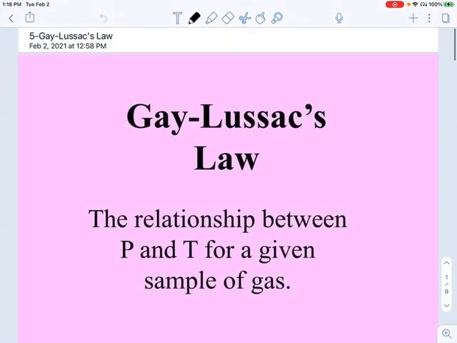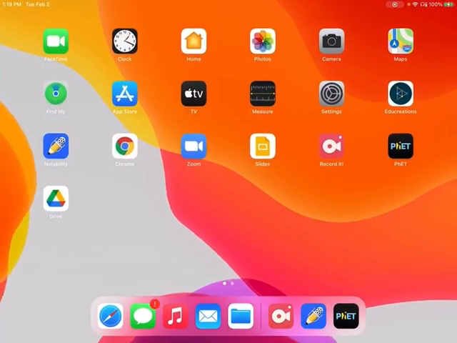And that is what Gay-Lussac's law tells us. Gay-Lussac's law tells us the mathematical relationship between the pressure and the temperature for a given gas. And what I'm going to do is just show you a little simulation. We're going to gather a little bit of data to show this relationship.